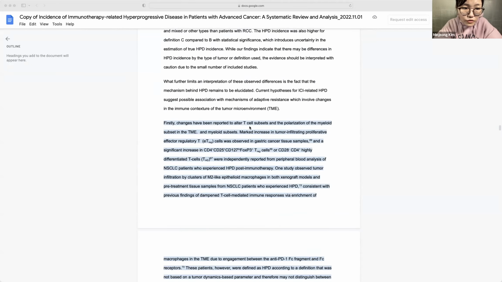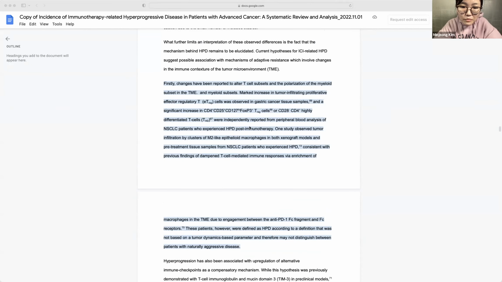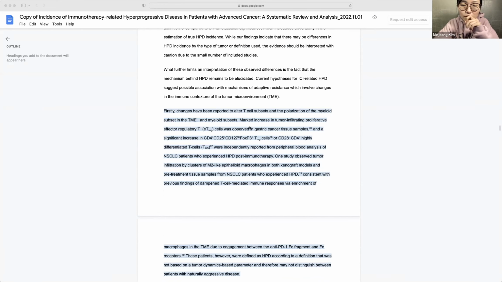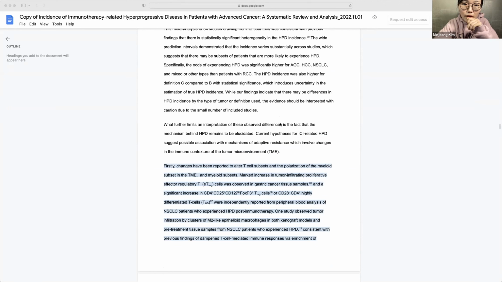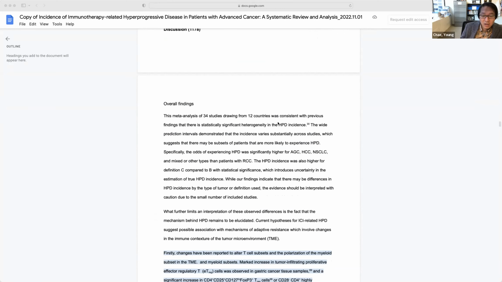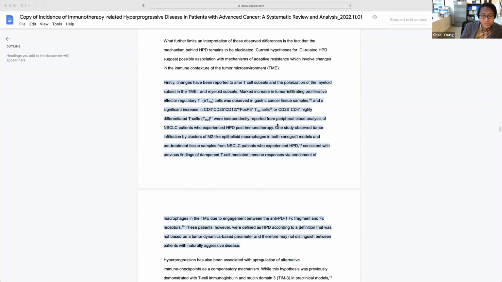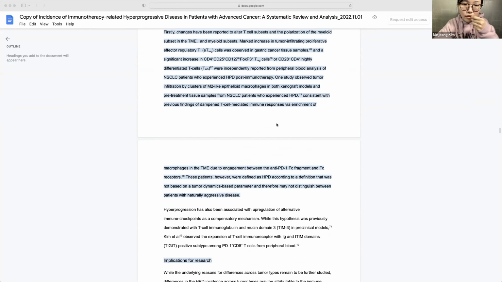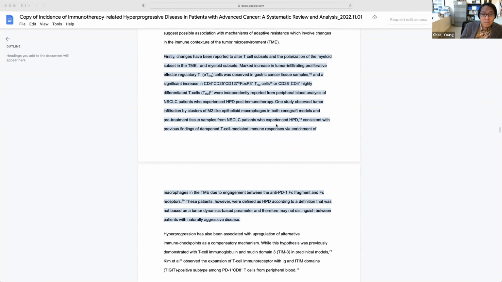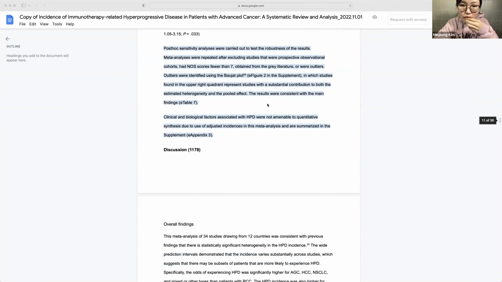And then for the section right before the discussion, the clinical and biological factors that were associated with hyperprogression, I just moved all of it to the supplement because we didn't have enough space. And it wasn't a quantitative analysis, it was a qualitative review, so I thought it could be moved to the supplement.